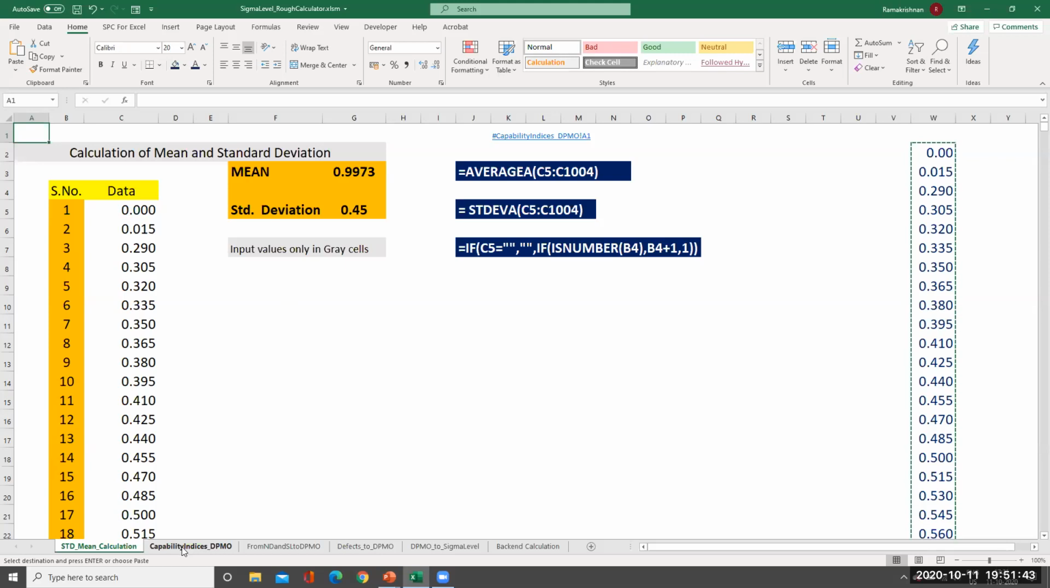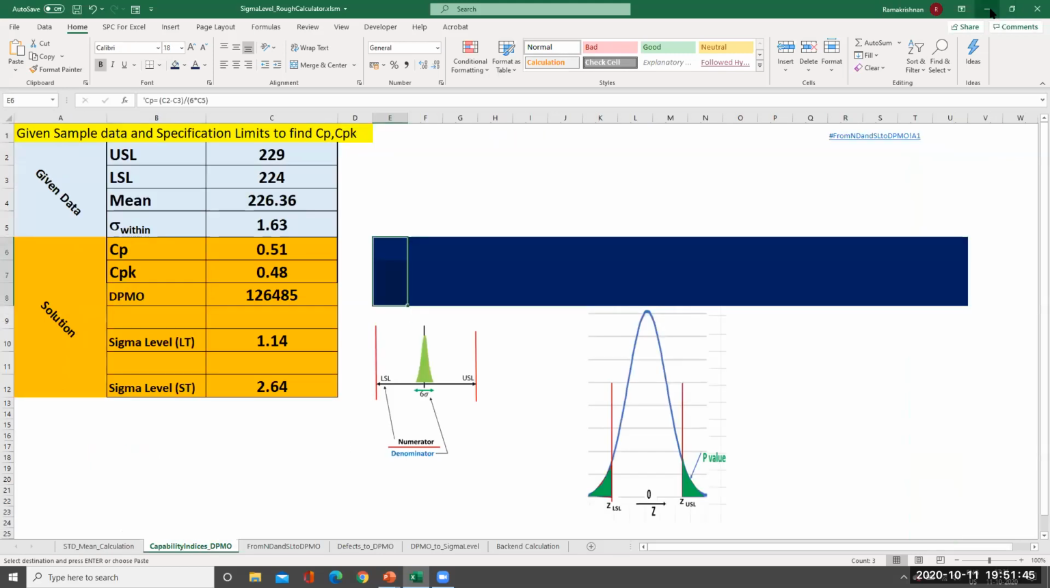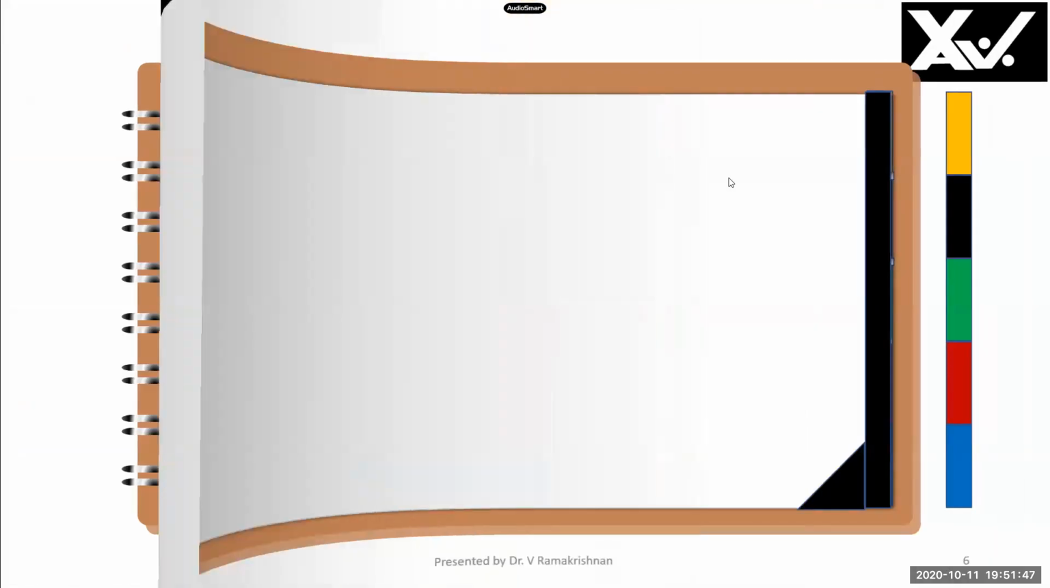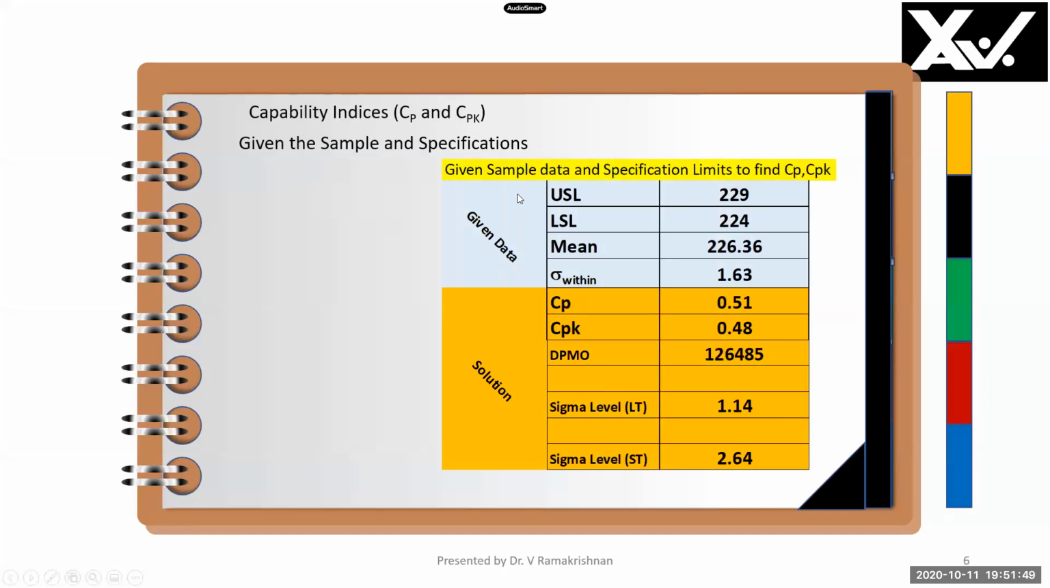Okay. Then we will go to the capability indices, that is called CP and CPK, from the given data, right? You can copy these text values in your Excel sheet as it is, right? It is all very simple. These input values also you can copy as it is from this, or you can put any other value. And for these formula cells, I will tell you.